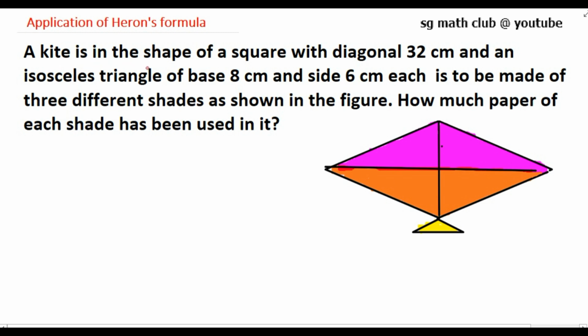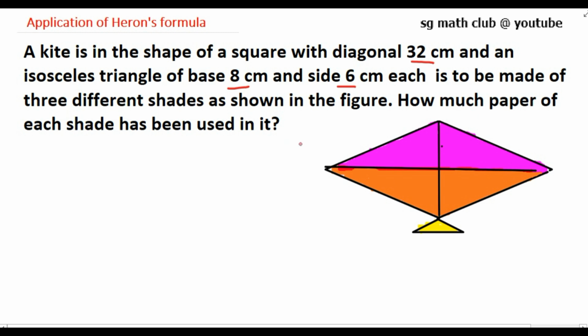A kite is in the shape of a square with diagonal 32 cm and an isosceles triangle of base 8 cm and side 6 cm. Each is to be made of 3 different shades as shown in the figure. How much paper of each shade has been used in it?